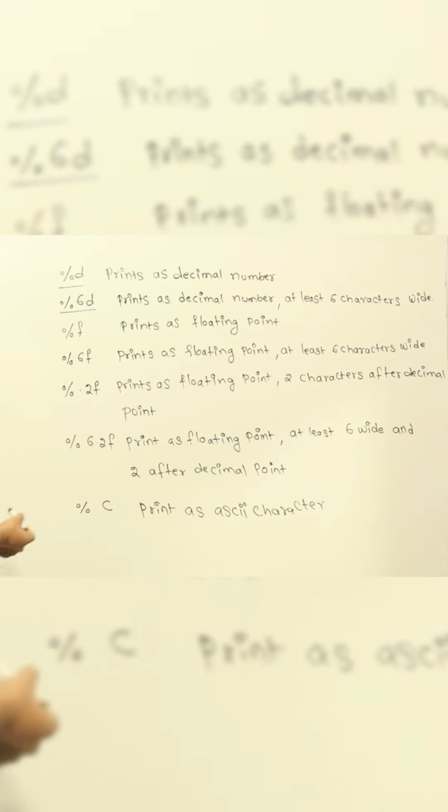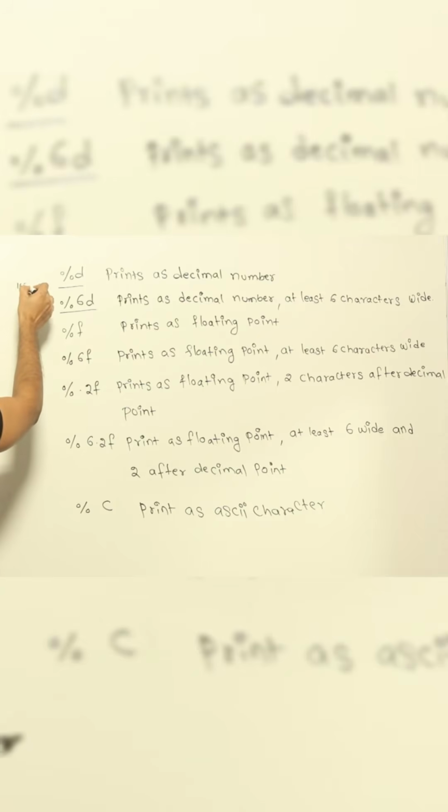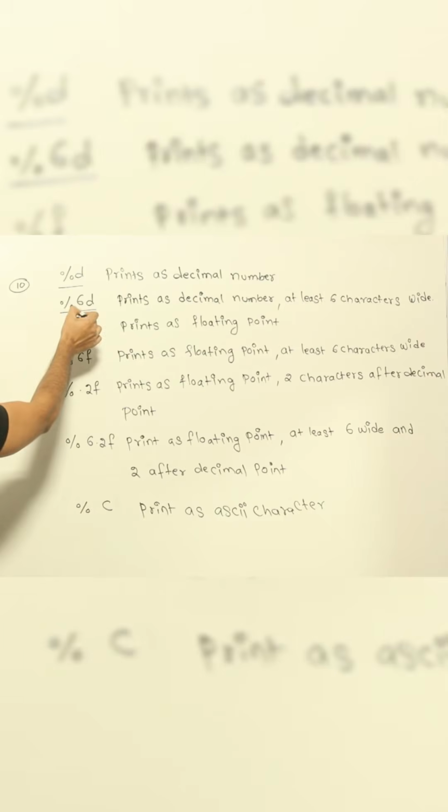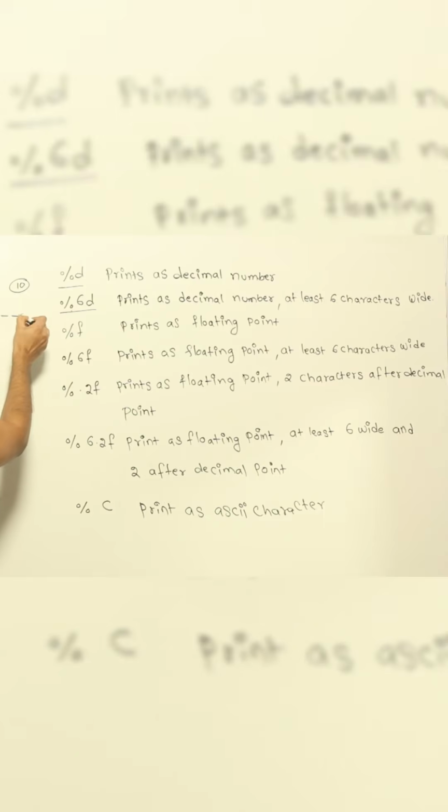The meaning is, let us say a variable contains the value 10, and 10 has to be displayed on the screen. Now if you write %6d, it is going to use 6 spaces, and within those 6 spaces it is going to print 10. That is the meaning of it, right? So it is going to use at least 6 spaces. Okay, that is how you are going to see the output.